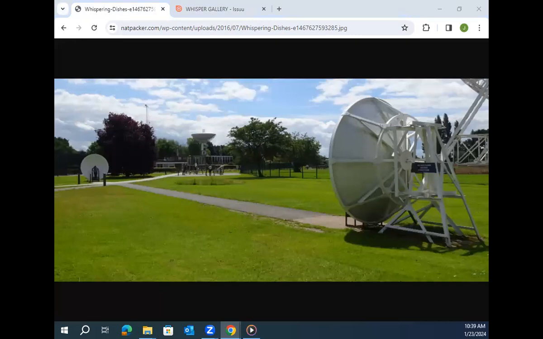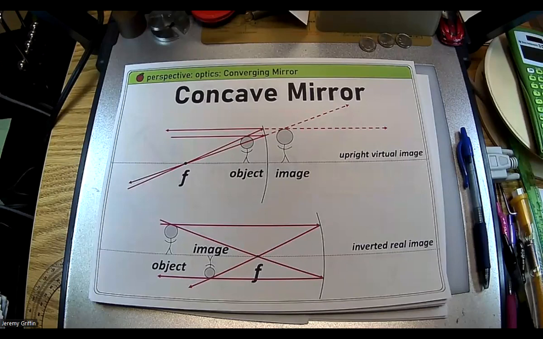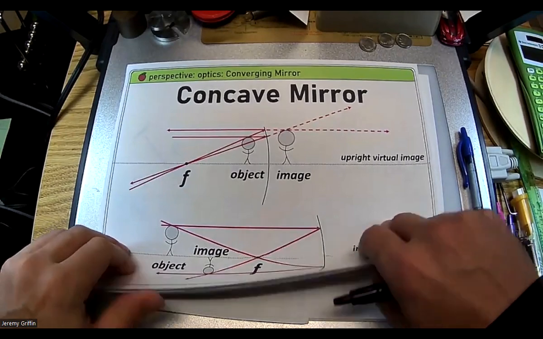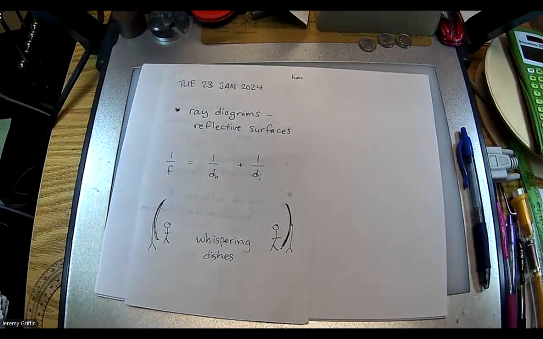And so let's do the ray diagrams on these. So these could be reflective surfaces, optical or acoustic. All right, let's get these off here.